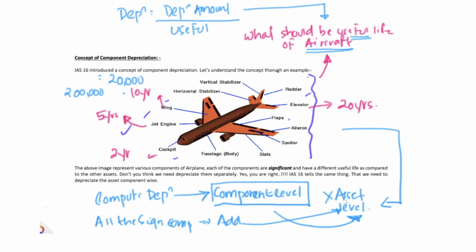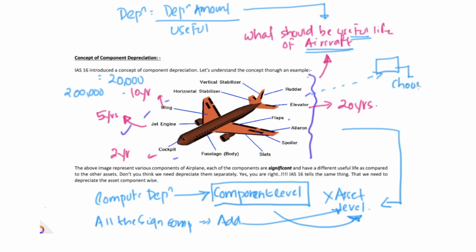Now, you will ask the question, what about insignificant components? There may be components that are really small and they do not fit into any of the significant component categories. So IAS 16 has a solution for that as well. IAS 16 says you need to club all the insignificant components. Suppose there are a lot of insignificant components, you need to club all of them into a basket.